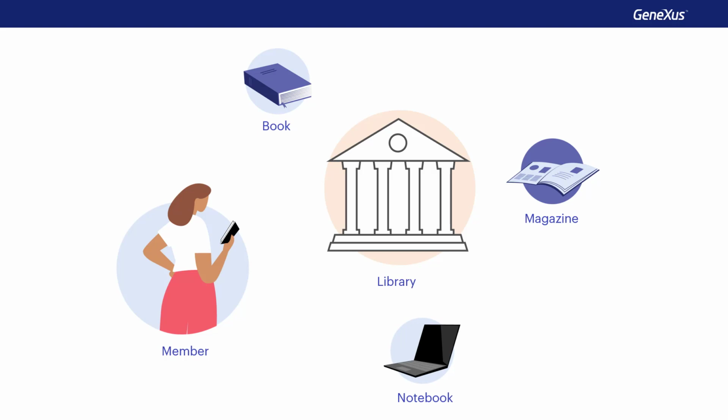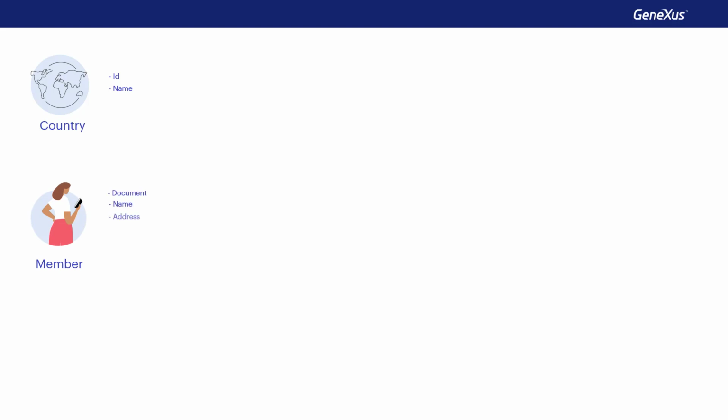The information to be recorded is as follows. Country. Each country is registered with a unique identifier and its name. Member. Each library member is registered with his or her ID card, name, address, photo, and a contact phone number. Library members must be 20 years of age or older.